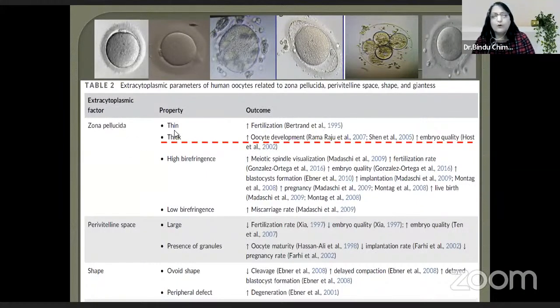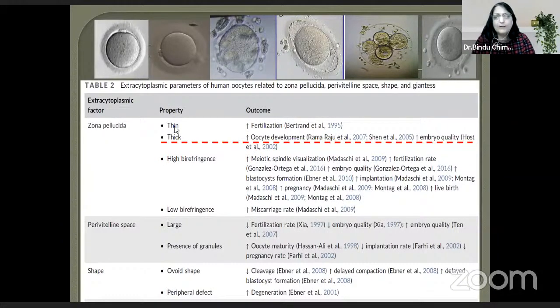So everyone talks of a thin zona pellucida. I would like to say here, although I have mentioned a thin and a thick zona pellucida, I would like to say a normal optimal zona, a thin zona and a thick zona, because none of the studies have tried to include a very thin zona on the embryo development and blastocyst formation rate.